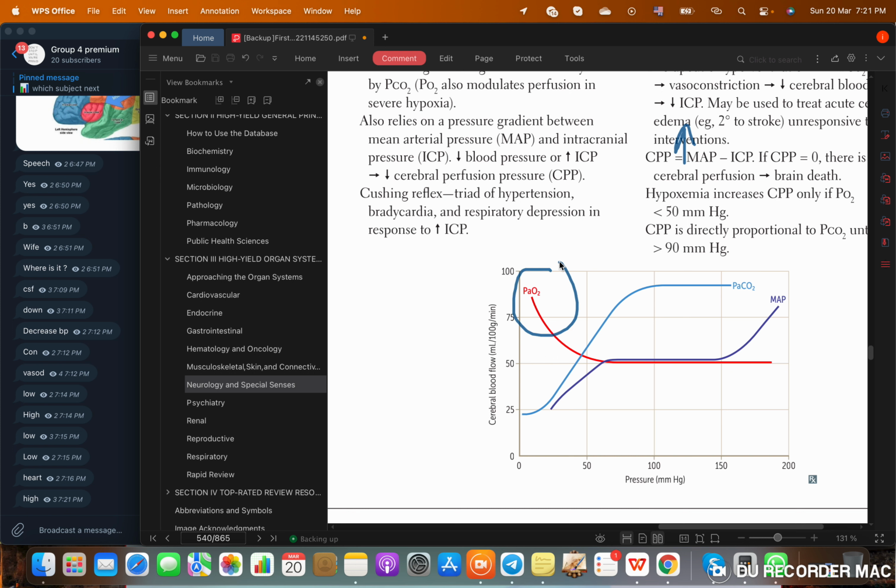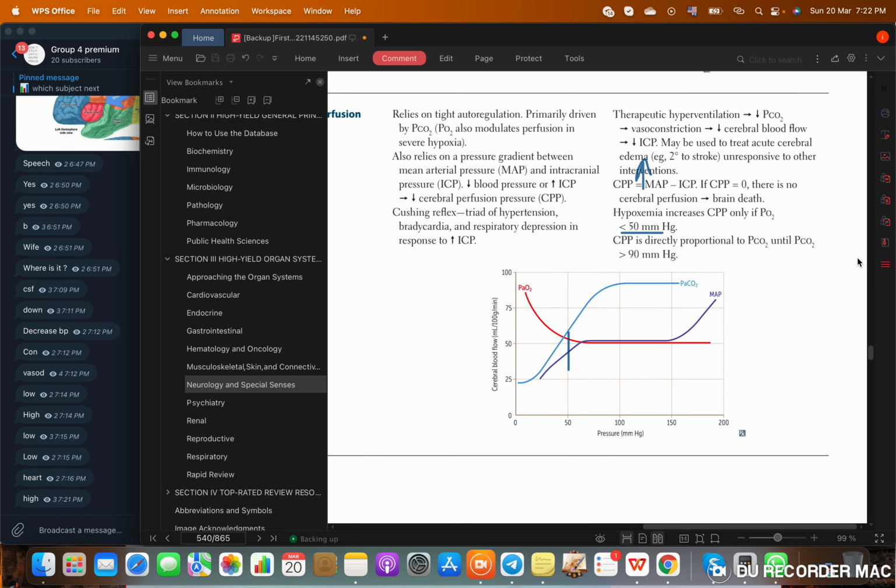What about this guy sitting here? Well, in case of hypoxemia, nothing will happen until you reach this significant number, which is 50. Under 50, the oxygen starts to matter. Before 50, the oxygen matters nothing, okay? So when it is under 50, the hypoxemia will actually increase the CBF. Only if it is less than 50. If it is more than 50, it's completely useless.